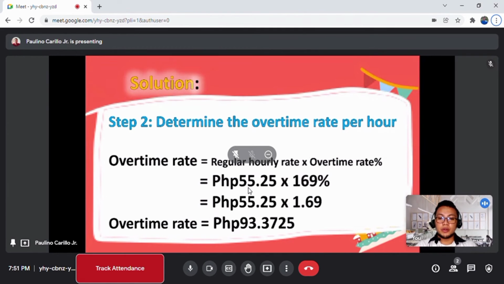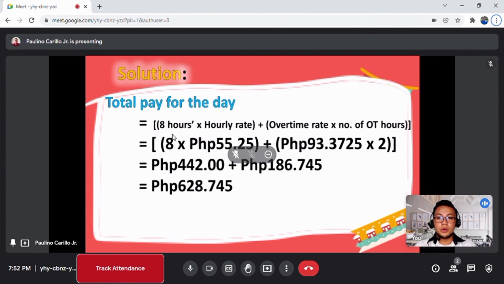To solve for her total pay for that day, we simply use our formula a while ago: 8 hours times hourly rate, plus overtime rate times number of overtime hours. Again, 8 times 55 pesos and 25 centavos. Notice this one because it is different. Her hourly rate is now different from the ordinary rate, because a while ago her ordinary rate was just multiplied by 100% or just 1. But during the rest day, it is multiplied by 130%.